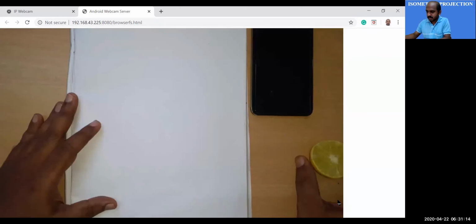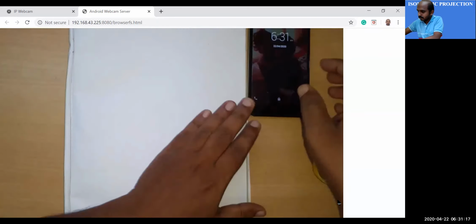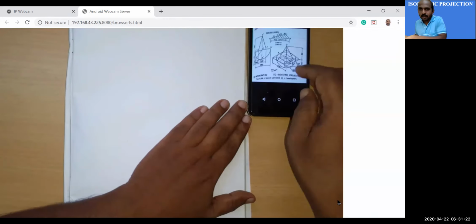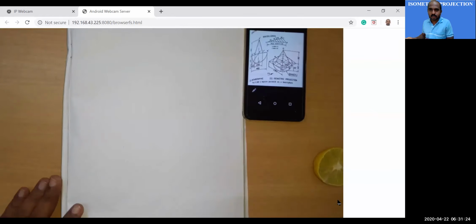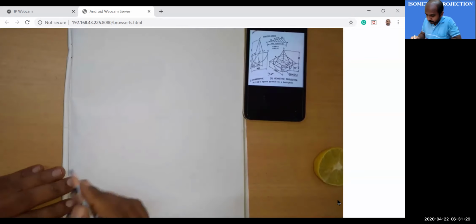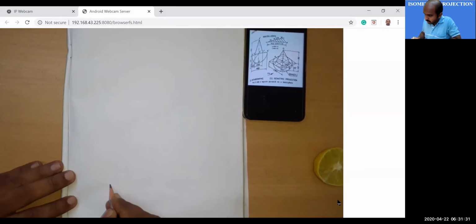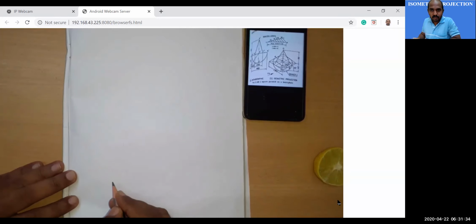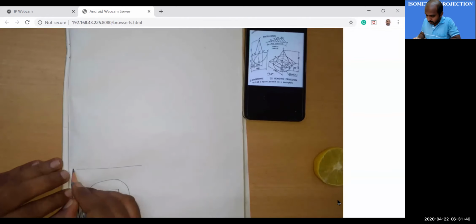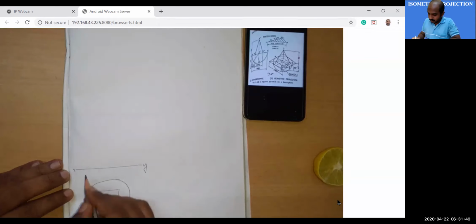Now let us discuss this problem. I hope all of you can see this solution. Now what is the procedure? First you draw the top view and front view of the combination of the solid. This is the top view and front view of the solid. Then you draw the XY line.